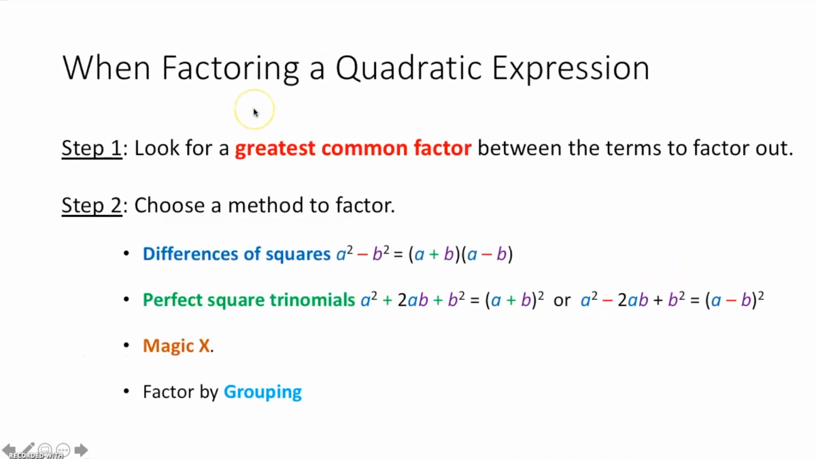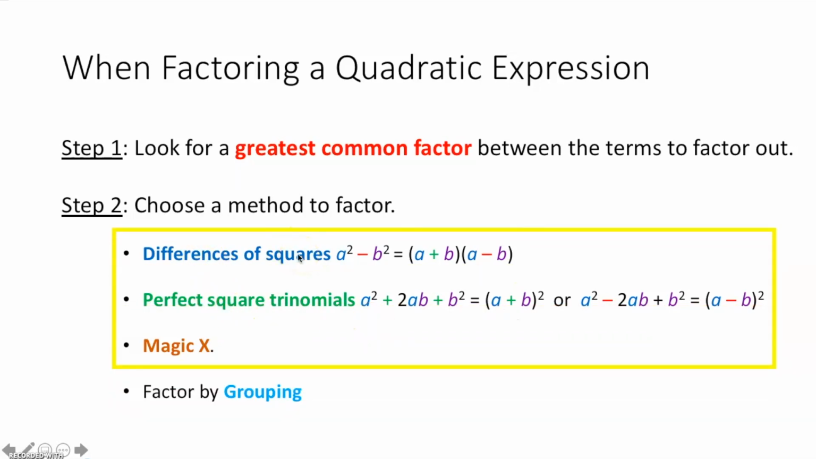Now, when factoring a quadratic expression, we just said the first thing to do is always look for a greatest common factor. Once you do, you take that out, or if there isn't one, then you move to step 2. Step 2 involves choosing one of your factoring methods. Here we have 4 factoring methods to choose from. What we've already learned is the magic x. What we're going to get into today is the difference of squares and the perfect square trinomials.